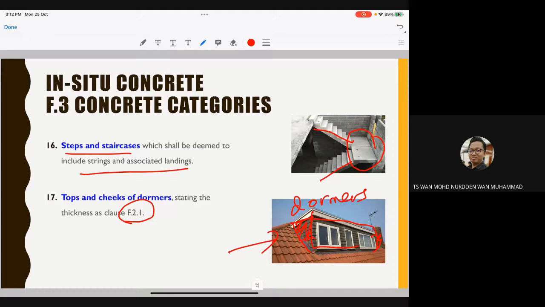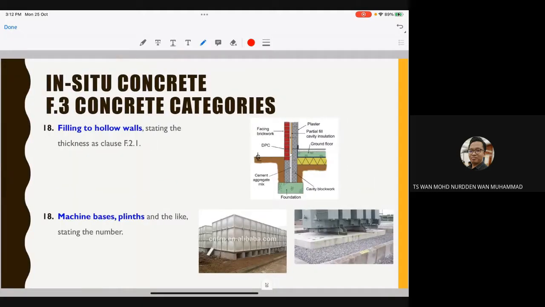So top and cheeks of dormers, thickness kena ikut F.2.1. Okay, 18, filling to hollow walls. Okay, stating the thickness as clause F2.1, sama juga, tapi kita filling to hollow walls. Kenapa? Ni macam ni lah, macam kita ada cavity wall kan. Ada cavity wall. Di wall. So kawasan ni kita kena fill dengan concrete ni kan. So filling to hollow walls. Okay. And then 18, machine bases.